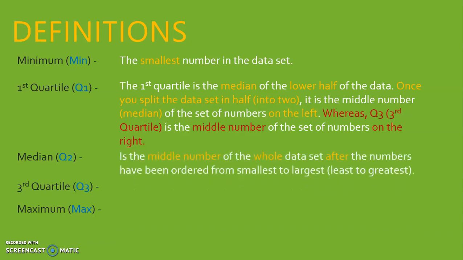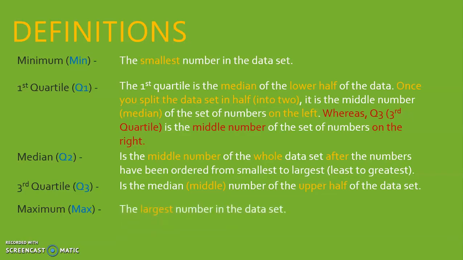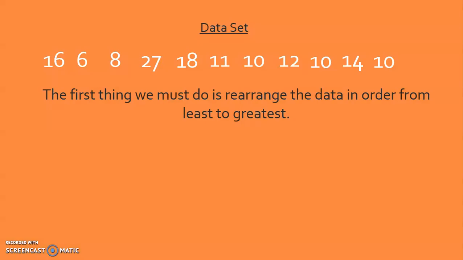Median or Q2 is the middle number of the whole data set after the numbers have been ordered from smallest to largest or least to greatest. Third quartile or Q3 is the median or middle number of the upper half of the data set. And our last definition is maximum or MAX, the largest number in the data set.